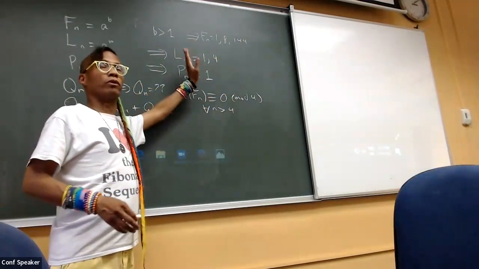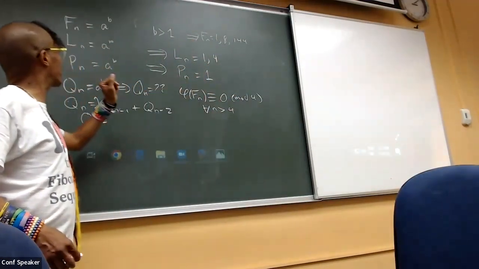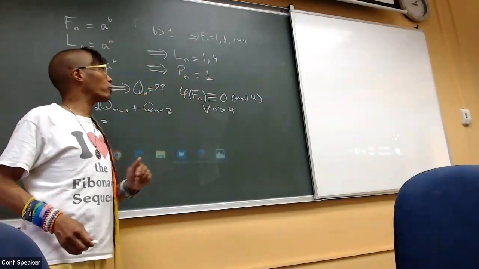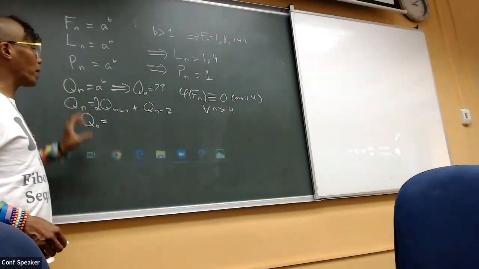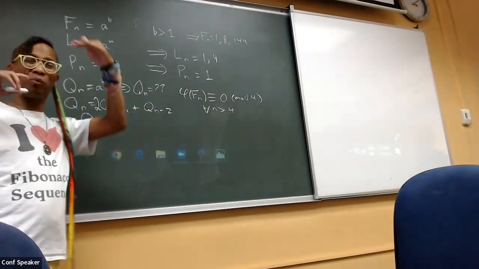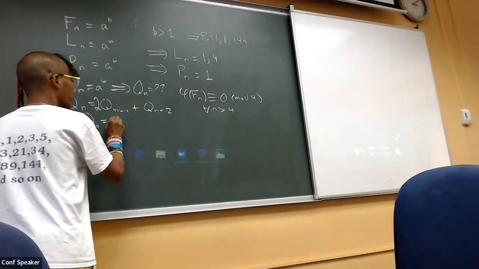Actually, there is no 0 in the Lucas sequence, so not a worry. For the Pell sequence, the only perfect power is the number 1, so quite boring. And for the associated Pell sequence, in other words, the numerators of the convergents, let me just give the initial conditions.